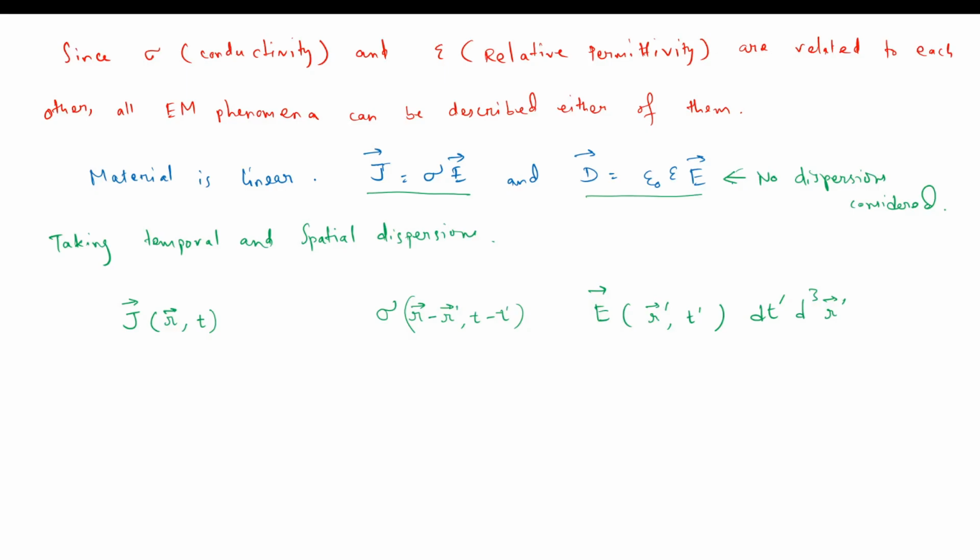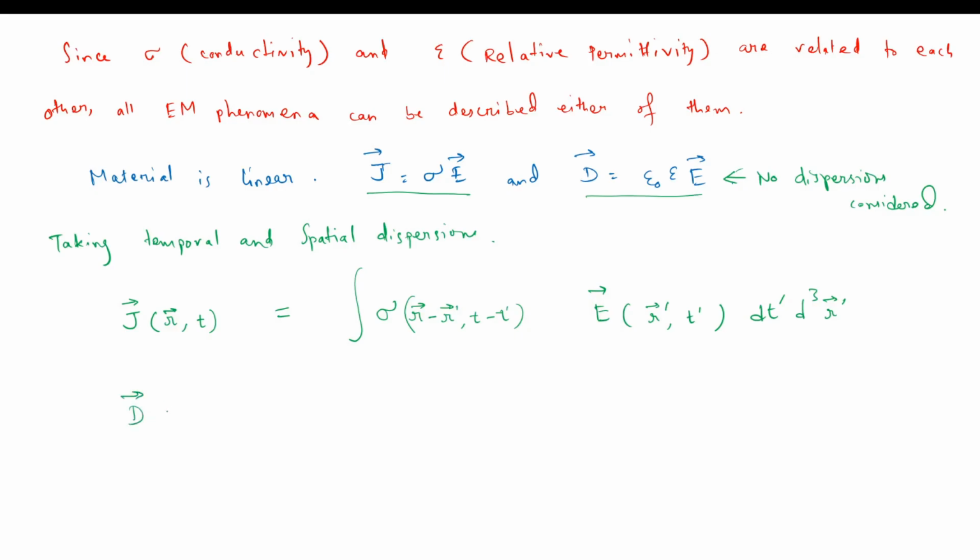Integration just means that we are adding the contributions, and addition is valid because of the assumption of linearity. Because these equations are linear, we can integrate over all the time and space. When we integrate over the time, it is taking the temporal dispersion into account, and when we integrate over the space, it is taking the spatial dispersion into account. Similarly, we can write the other equation as well.